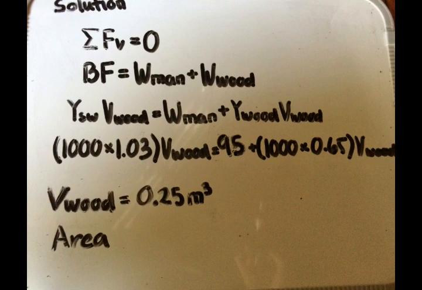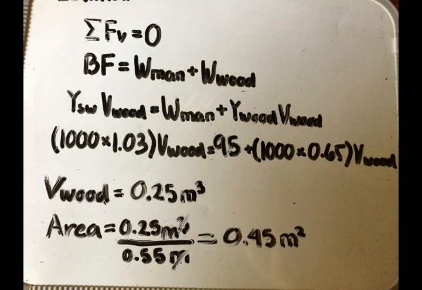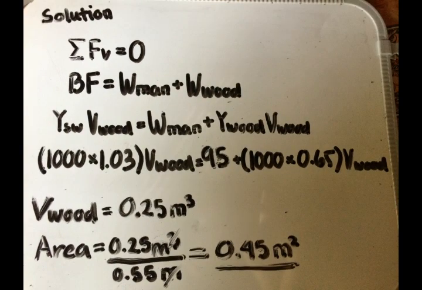Since we now have the volume of wood, we will divide it by its thickness. And we should not forget to cancel similar units, especially when dividing. And that should give us an answer of 0.45 square meters.